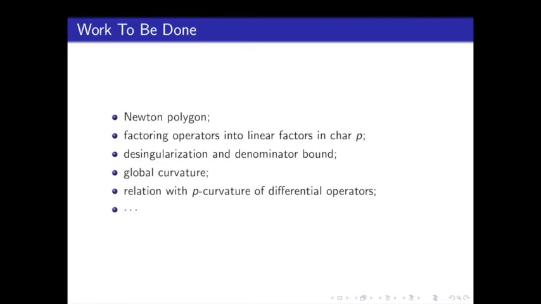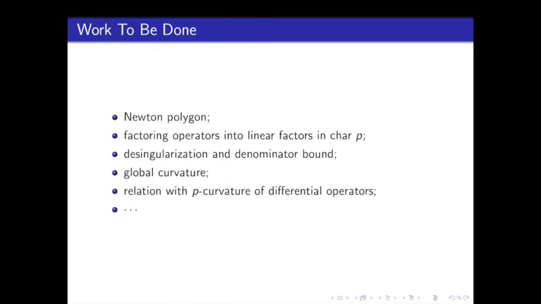Okay, so we'll try to prove the Newton polygon thing. They have the non-monic p-curvature has the same Newton polygon as the operator, and we also want to prove factorization of operators in characteristic p without wild ramification. Okay, and we'll also look into desingularization, global curvature.